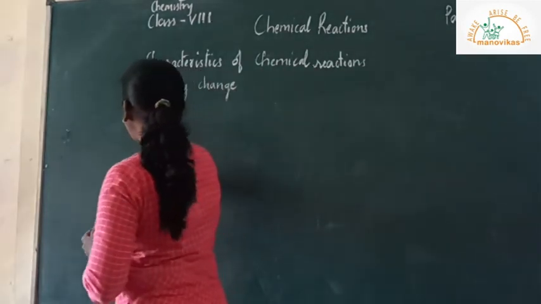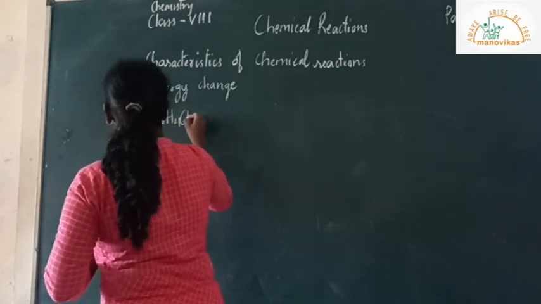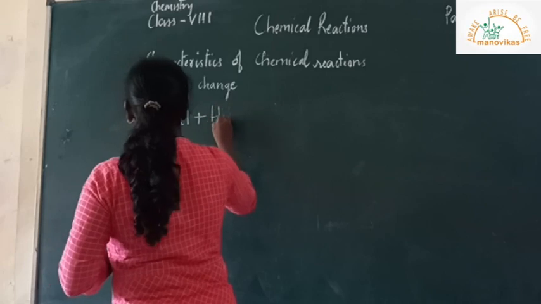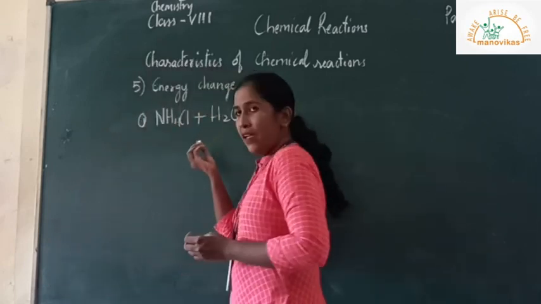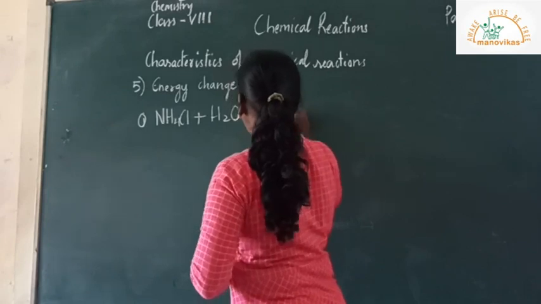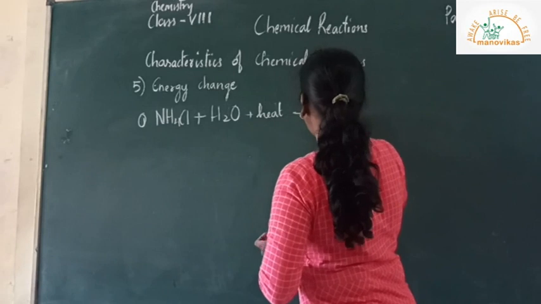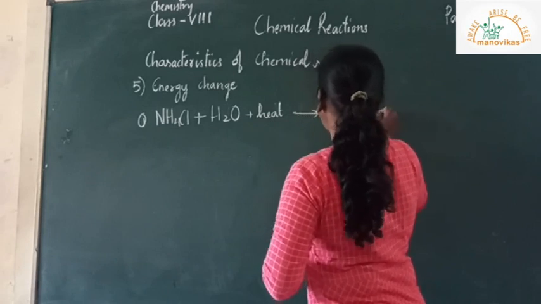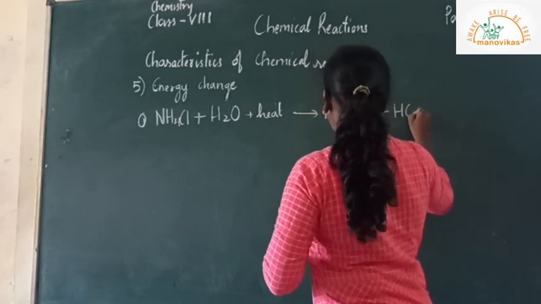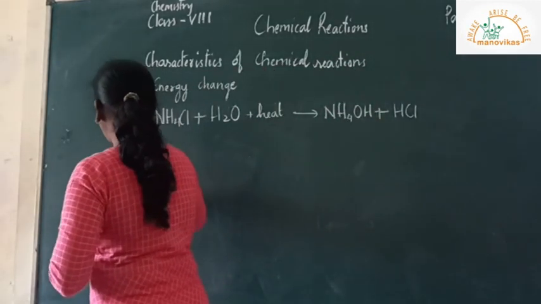So let's take the first example. We have ammonium chloride. So this ammonium chloride, when it is added to water, the process is taking place with the absorption of heat, and what we get is ammonium hydroxide and HCl.